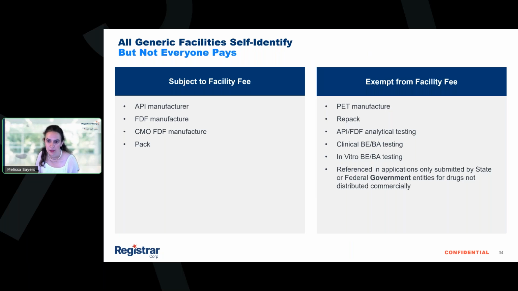Facilities excluded from paying this facility fee are ones that solely manufacture positron emission tomography drugs, facilities that are only referenced in applications submitted by state or federal government entities for which the drugs are not commercially distributed, or sites and organizations that only perform testing, repackaging, or relabeling operations. Please note that while repackagers are not required to pay user fees, repackagers are in most cases subject to FDF or CMO facility fees. So packers are subject to the facility fees.